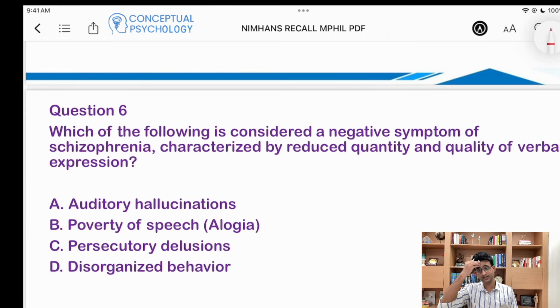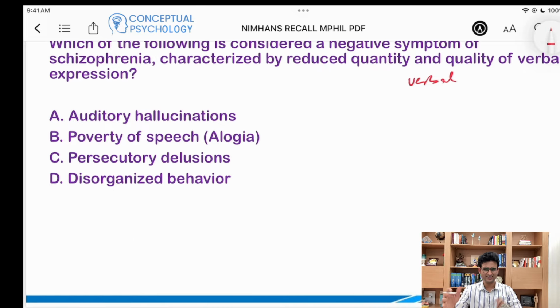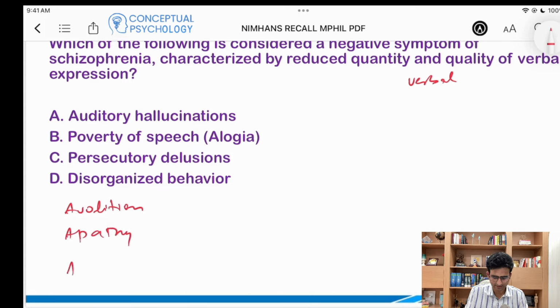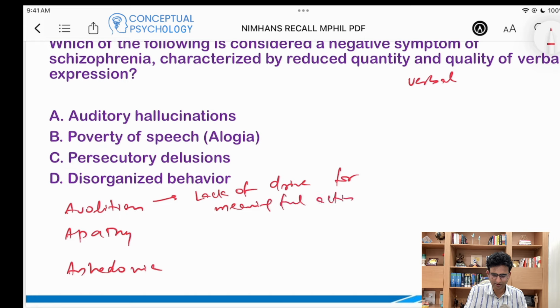Which of the following is considered a negative symptom of schizophrenia, characterized by reduced quantity and quality of verbal expression? Quantity and quality of verbal expression. So we know that grossly we can talk about 6 negative symptoms in schizophrenia. We have avolition, we have apathy, we have anhedonia. What is avolition? Lack of drive for meaningful activities. Like the patient does not study, does not go for a job, does not earn money. There is no drive for any meaningful activity.